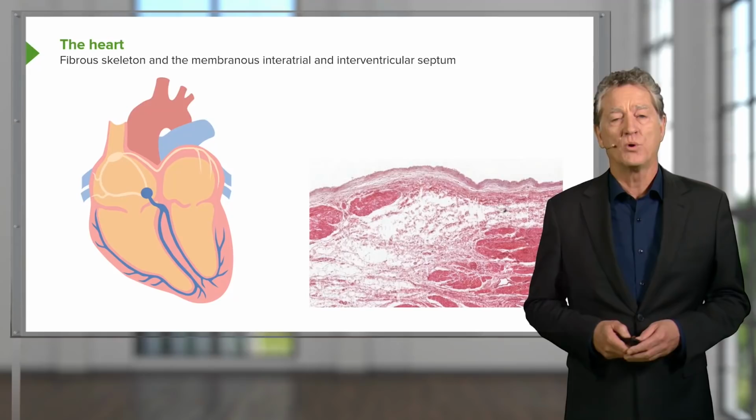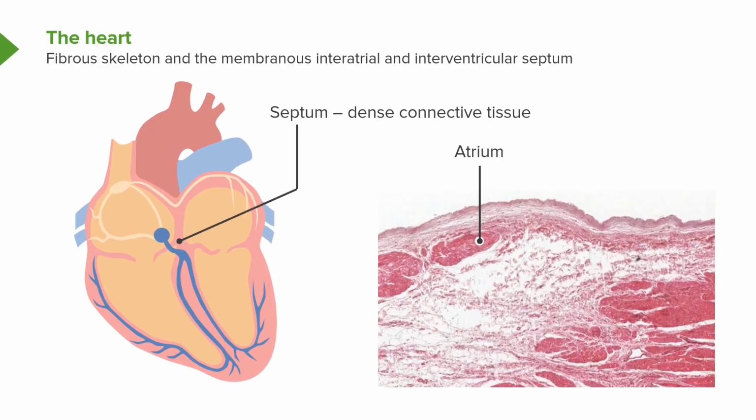On this slide, you can see a tiny little section taken through the myocardium of the atrium. And you can also see that there's a septum of connective tissue between both atria here and also between the ventricles. Here's a section showing a piece of myocardium of the ventricle. Notice though that in between the myocardium of the atrium and the myocardium of the ventricle, there is this clear component. That clear component is part of the connective tissue fibrous skeleton of the heart. It's a membrane that separates the atria from the ventricle.